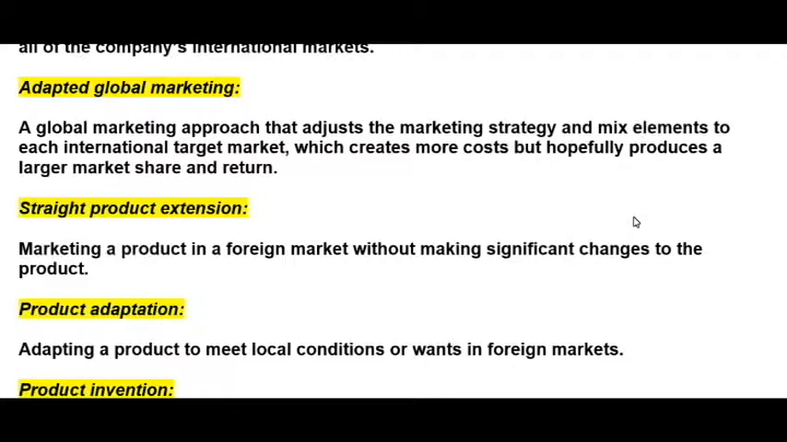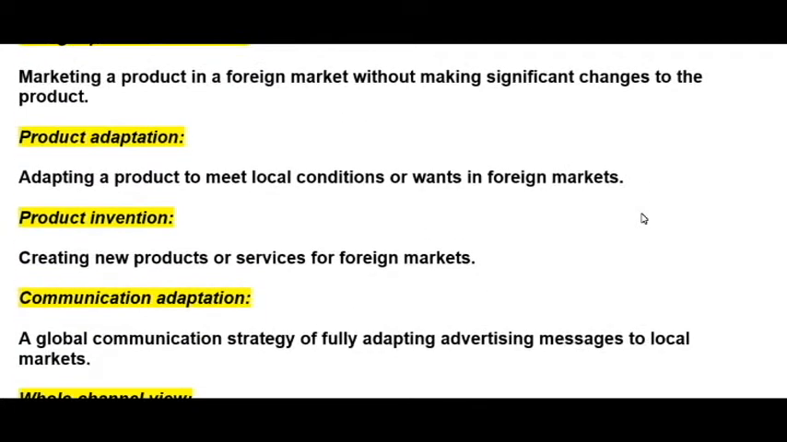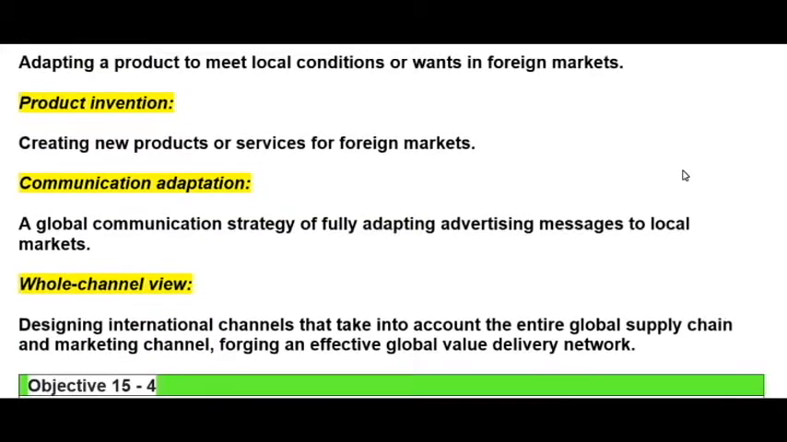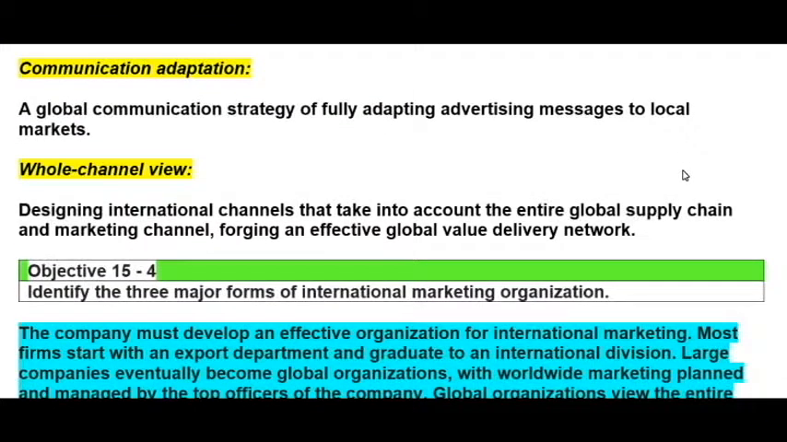Straight product extension. Marketing a product in a foreign market without making significant changes to the product. Product adaptation. Adapting a product to meet local conditions or wants in foreign markets. Product invention. Creating new products or services for foreign markets. Communication adaptation. A global communication strategy of fully adapting advertising messages to local markets.